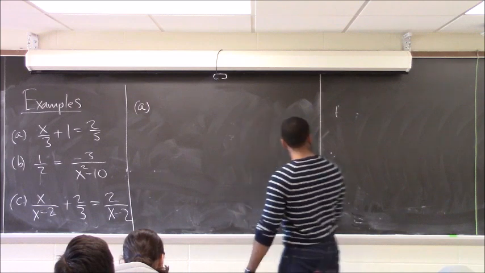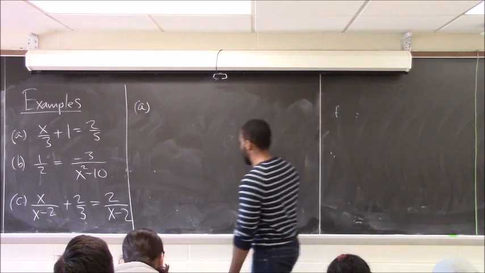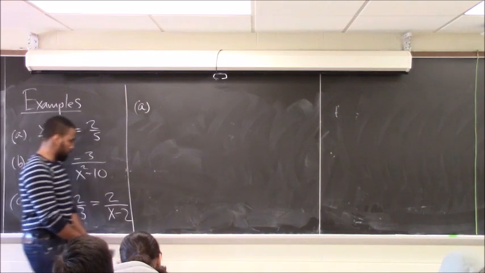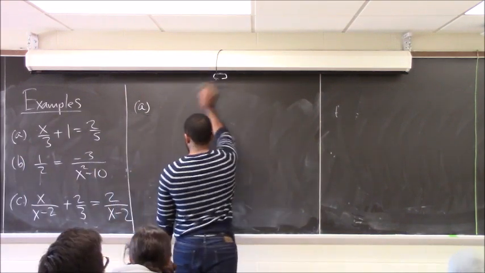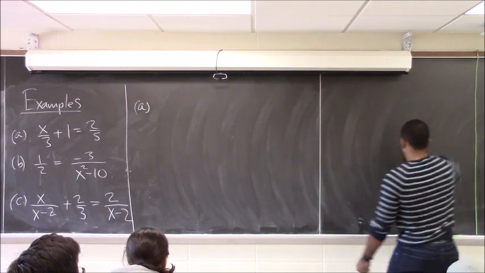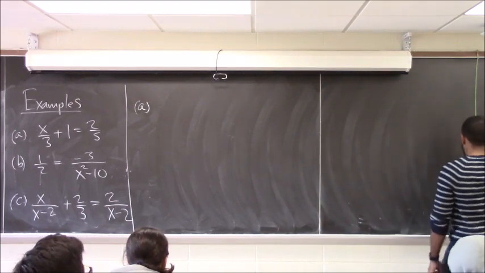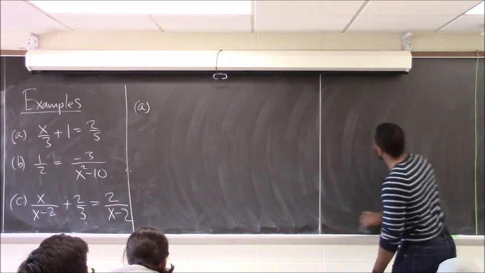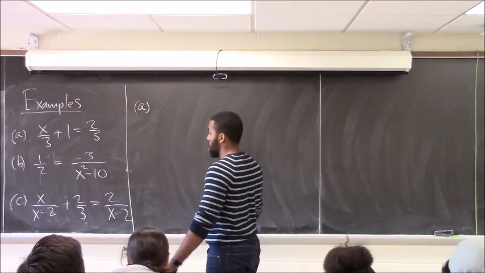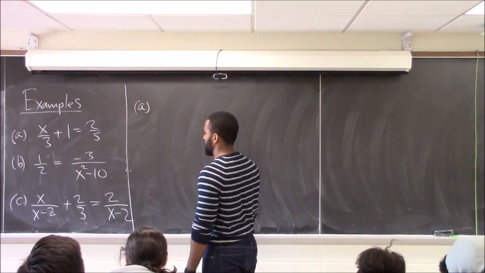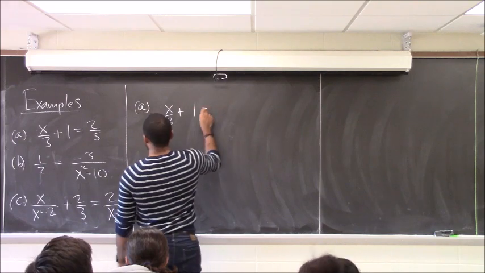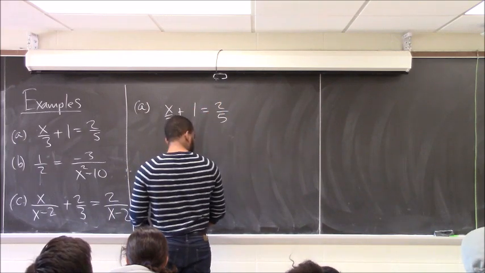So, as I mentioned, nothing really new to do here in terms of ideas. We're just going to combine one very old idea with the ideas we learned when we were doing equations. That is, just multiply by the LCD, and that is going to change this into a non-rational expression equation. So, x over 3 plus 1 equals 2 over 5. What's the LCD here?